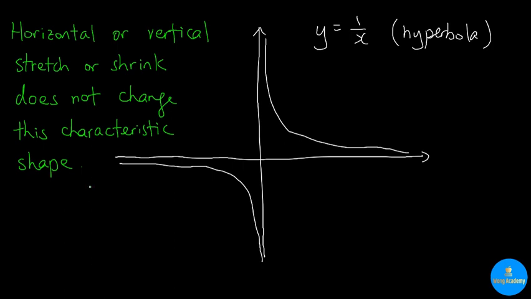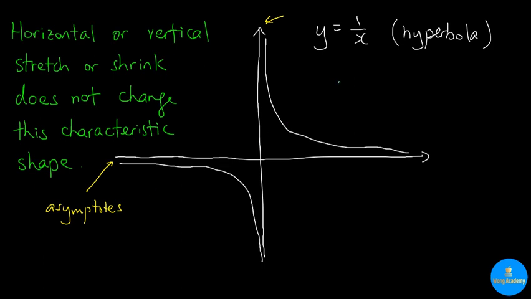And by the characteristic shape, we mean that both the x-axis and the y-axis are asymptotes. An asymptote is a straight line such that your graph is approaching this straight line indefinitely, but not overlapping. We can easily see that the asymptotes are not affected by horizontal or vertical stretch or shrink.